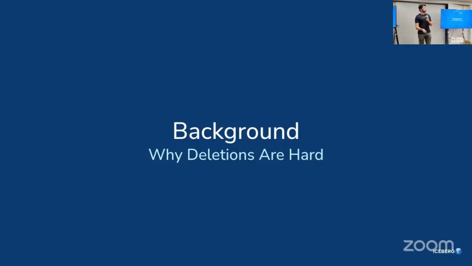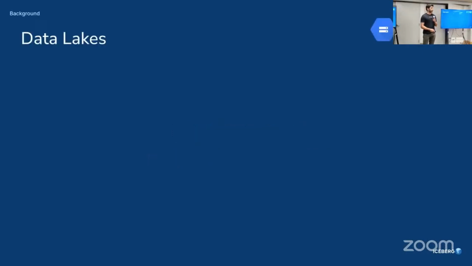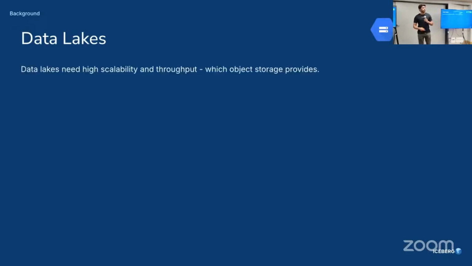So I want to actually start, before we even get to Hive, with why exactly we would consider spending any time on row-level deletes. And the answer has to do with how large-scale data storage works. These things called data lakes. Data lakes need high scalability and high throughput. So they're typically built on object storage as opposed to a typical file system that we might use.